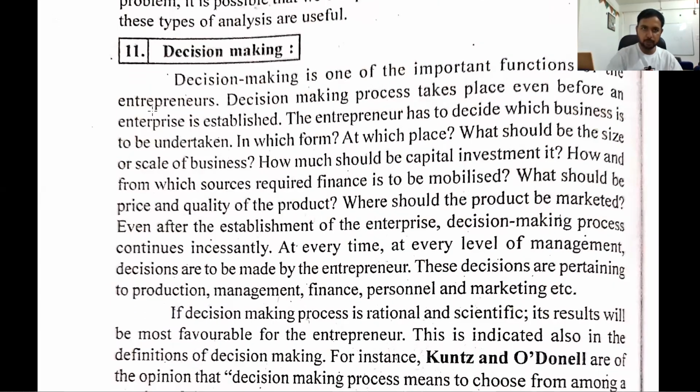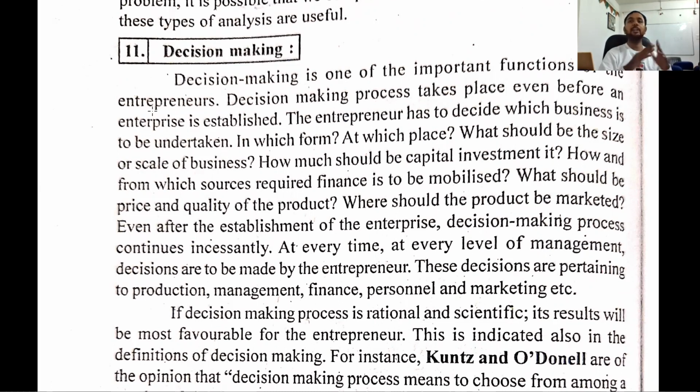We have the next point on the screen, that is decision making. This is a very basic thing, because everything starts with the first thing we need to do, which is to take a decision. If you want to do business, first of all you need to decide what kind of business you will do.